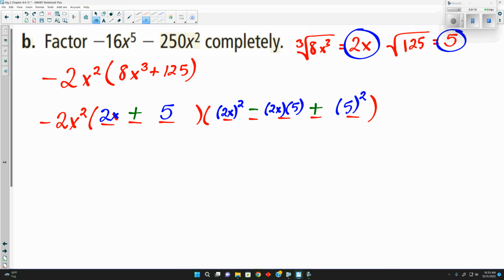So what that leaves us with is negative 2x squared times 2x plus 5. Now 2x squared, 2 squared, 2 times 2 is 4, and x times x would be x squared, minus 2x times 5, 2 times 5 is 10, and we have x. And lastly, 5 squared, 5 times 5 is 25.